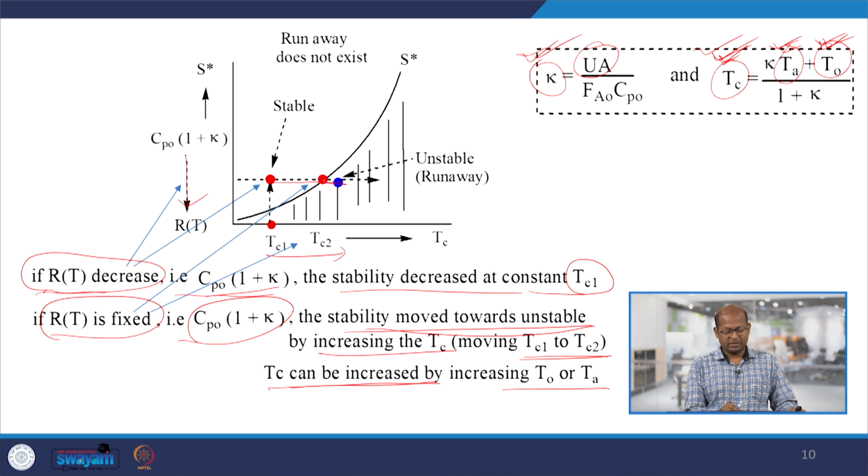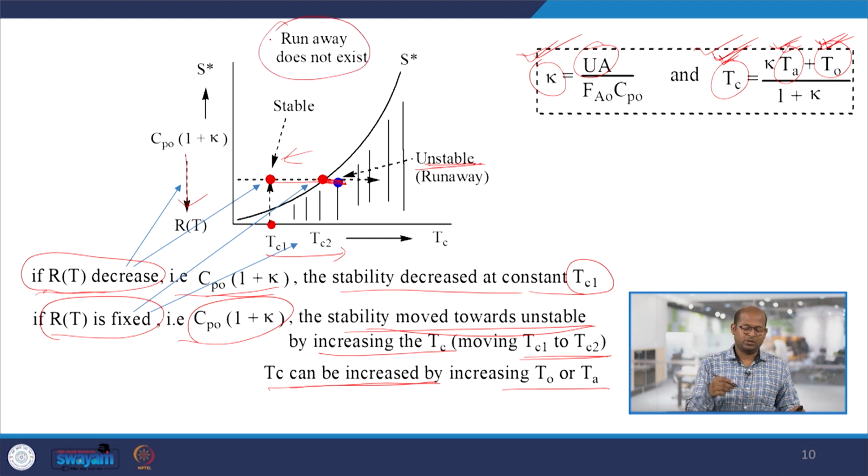From here to here it is moving. So, then it moves to unstable conditions. So, we cannot go beyond this. If the temperature moves beyond that, then here stability is there, but here it is unstable, or unsteady state, or runaway conditions. Okay. So, I think it is clear to you.